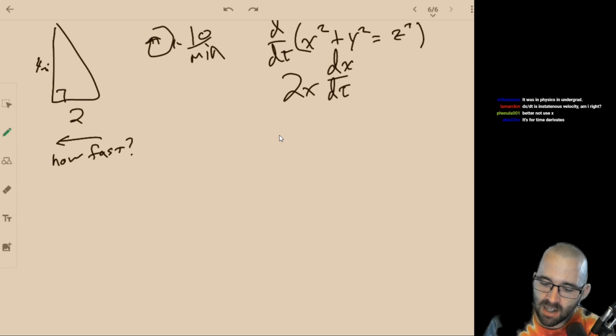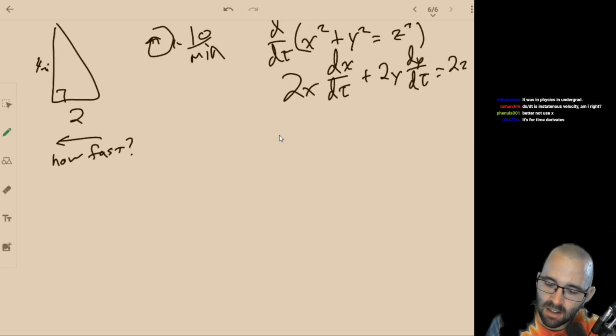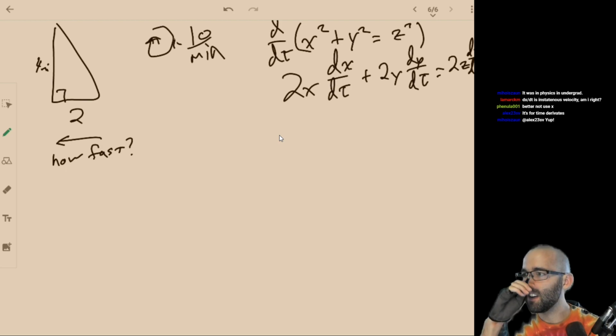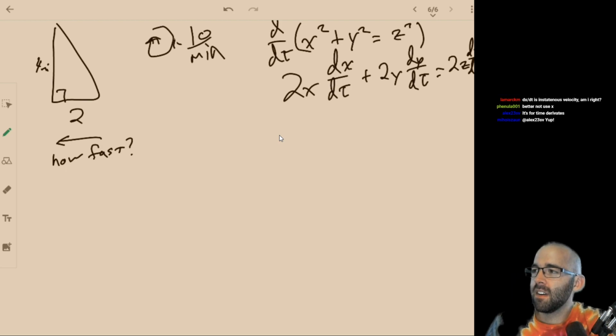Anyway, so we got 2x times dx/dt plus 2y dy/dt equals the right-hand side, 2z times dz/dt. So there's a whole lot of stuff going on over here.